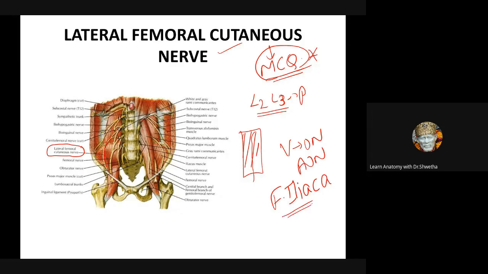Fascia iliaca. Any idea? Last class, did you hear this? You are remembering? I will tell you if you have forgotten. We discussed the femoral sheath. The femoral sheath's posterior wall was formed by fascia iliaca and the anterior wall by fascia transversalis, right? That is why the femoral nerve was not a component of the femoral sheath, because it passed behind the fascia iliaca. Now, this lateral femoral cutaneous nerve is carpeted by the fascia iliaca.